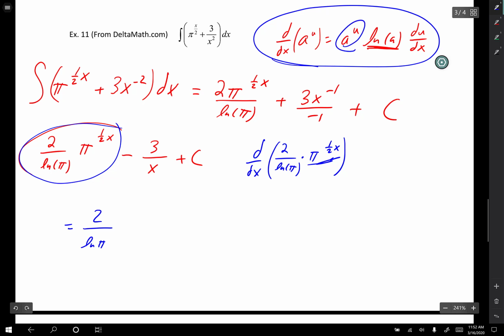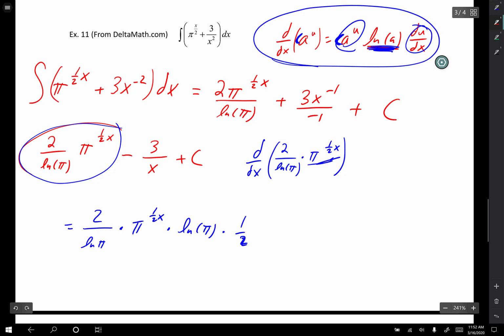Here we go, pi to the 1/2 x. So it says a to the u times ln of a, so pi to the 1/2 x times ln of pi. So there's this guy right here. And then it says du dx, so the derivative of the 1/2 x, times 1/2. And in case you're wondering how come this 2 over ln pi stays, well, that's like a constant. I have it right there in the front.